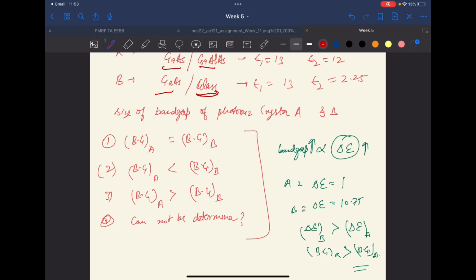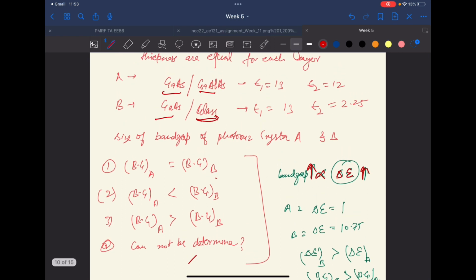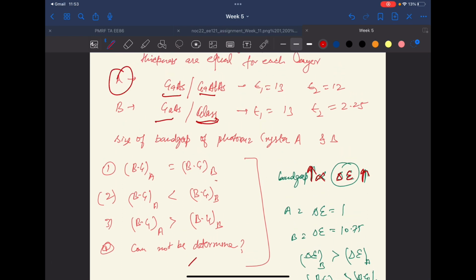So the size of the band gap of photonic crystals A and B: is the band gap of A equal to that of B, or whatever it is? You can calculate that as the band gap increases, delta epsilon increases. Delta epsilon is greater for A, so the band gap of A will be greater than the band gap of B. So the third answer will be the correct one.